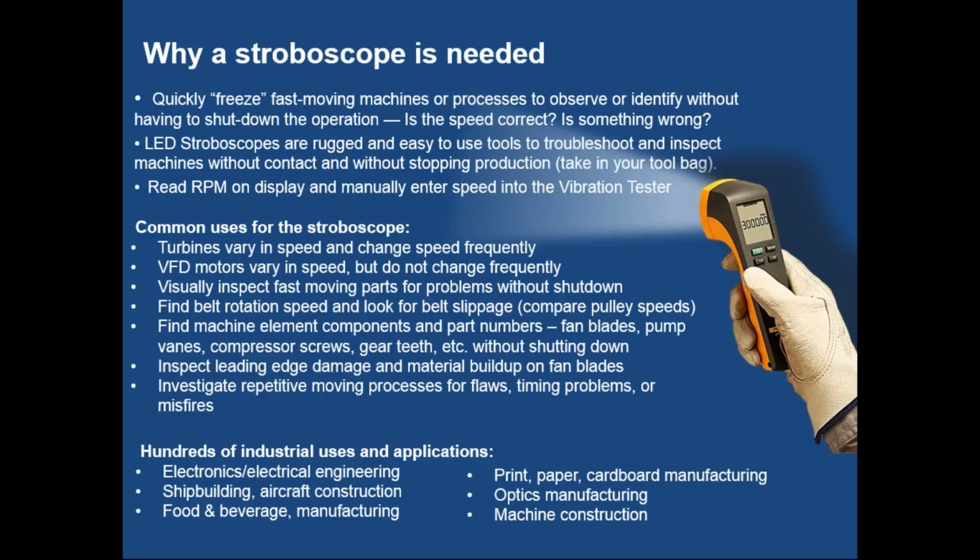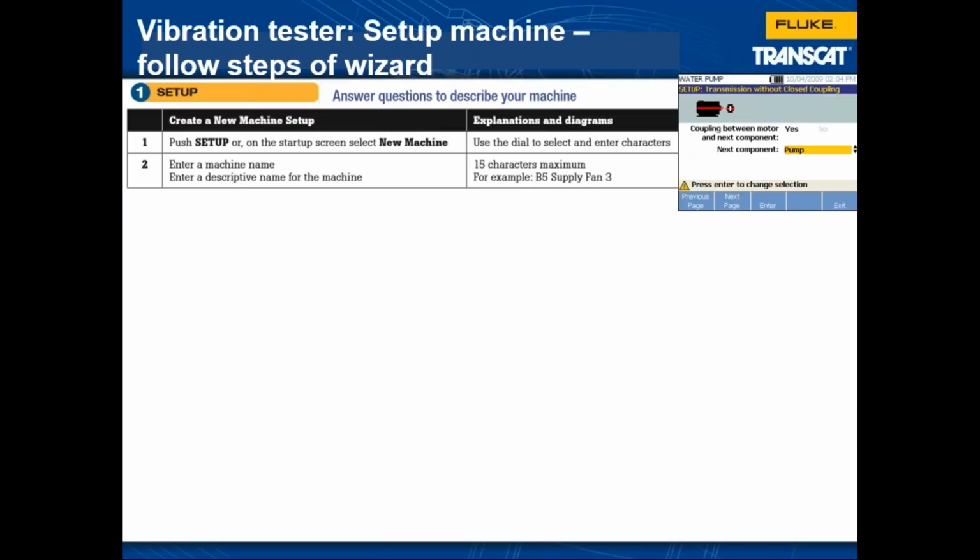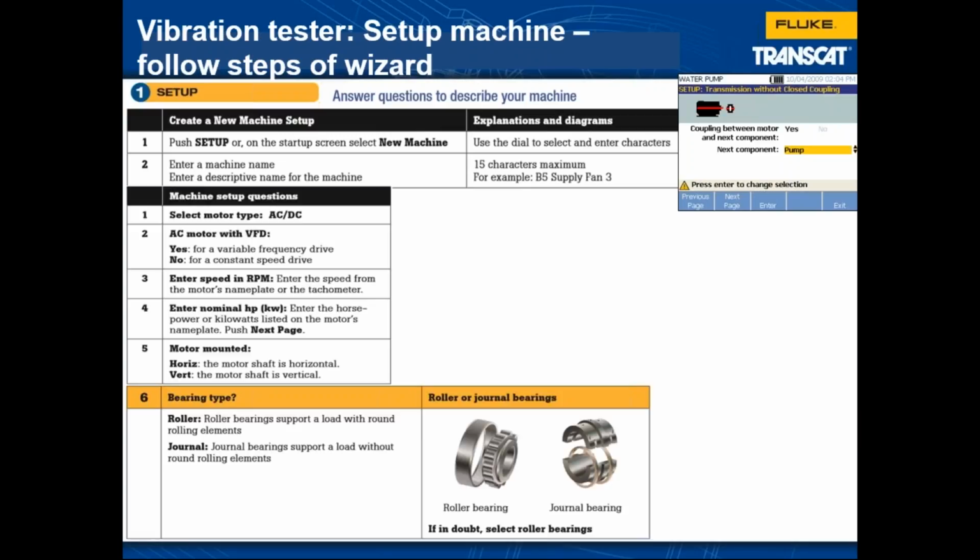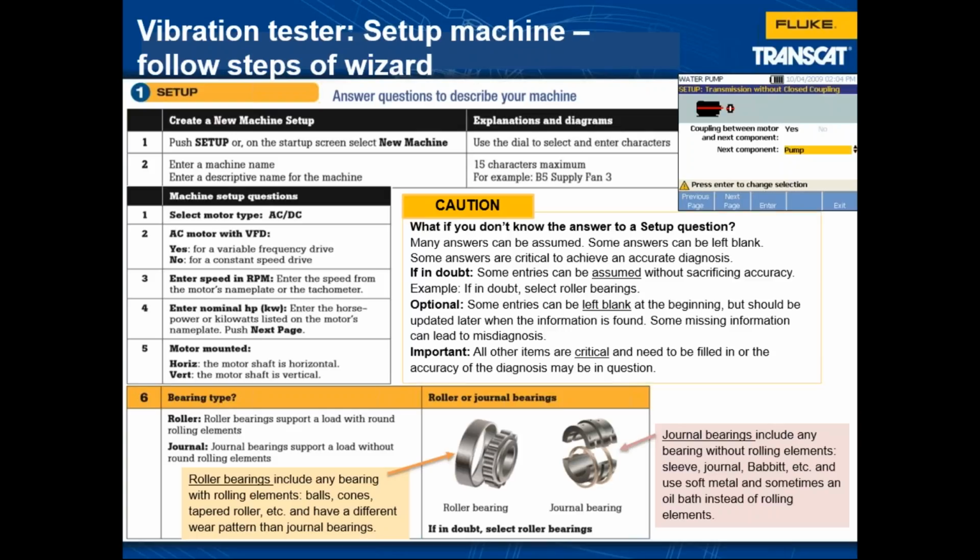Okay, so to build a machine, I'm not going to spend a lot of time here, but I'm going to show you what this looks like. But basically, it's going to take you through a series of questions about the machine, kind of things that you know about your machine. Is it AC or DC motor? Does it have a variable frequency drive? What is the RPM? What is the horsepower? And is it horizontal or vertical? And then does it have roller bearings or journal bearings? And we're going to help you out by telling you, if you don't know, what it should be.